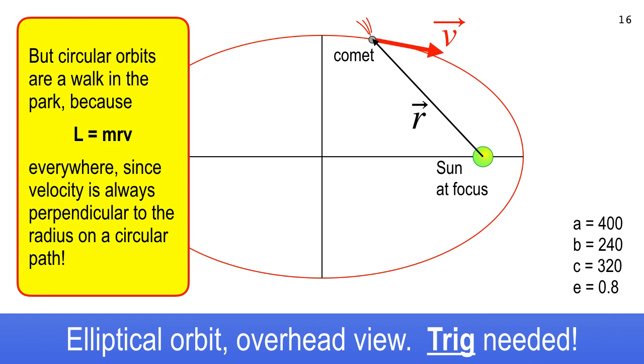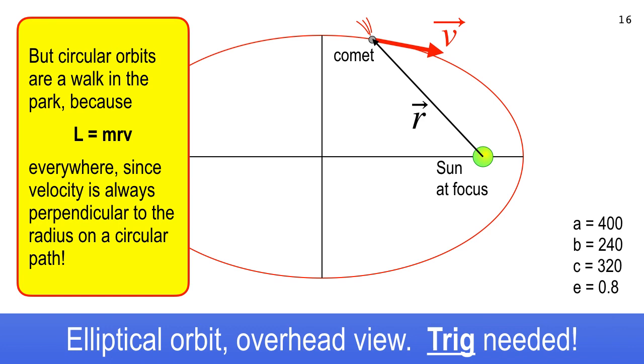However many meters of distance, that's your r. How many meters per second of speed, that's your v. How many kilograms of mass you have, that's your m. And you just multiply them together. And that will give you the orbital angular momentum.